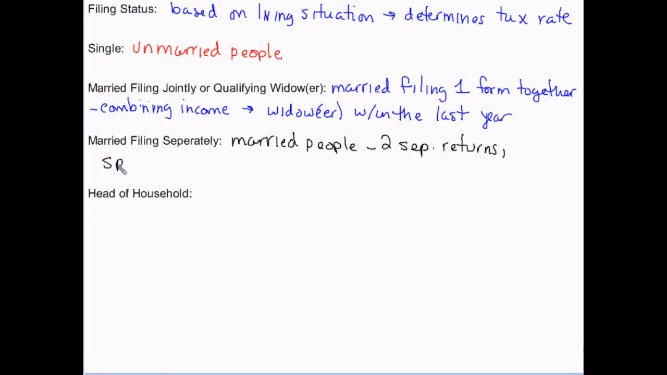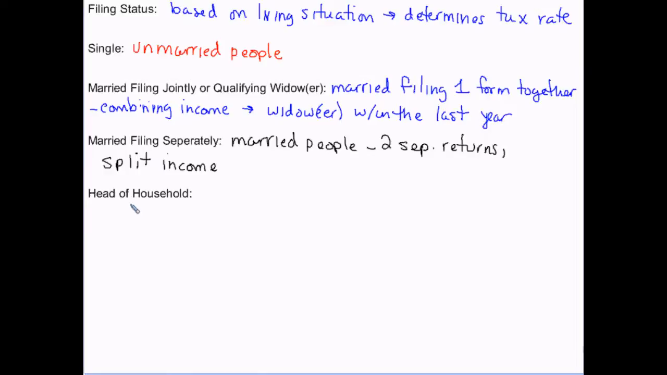And, you know, the income is split between the two. There are many reasons why people might choose to do this. The largest one that comes to mind would be you're still legally married, but you're separated, so you're not living together anymore.